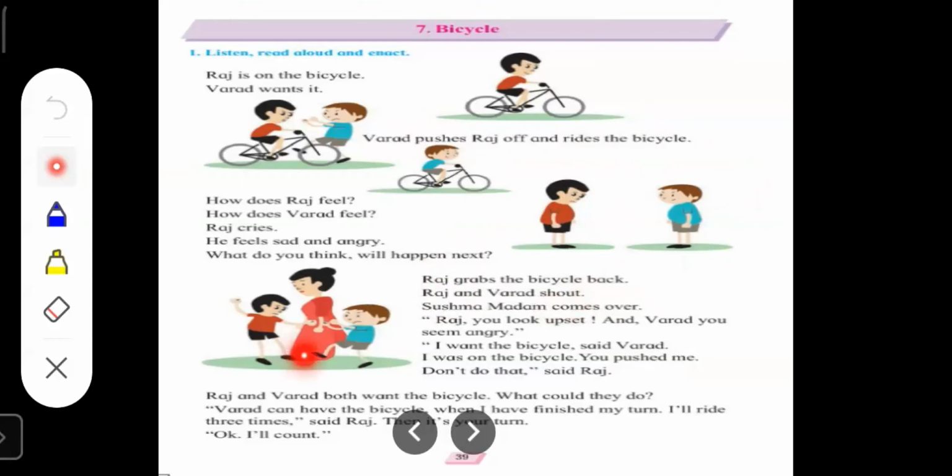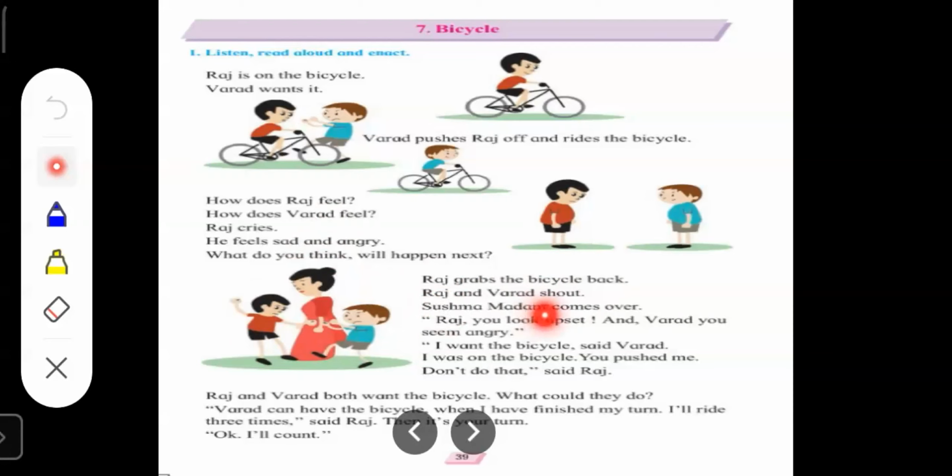You can see they both are fighting. Both are fighting, and while fighting, they are also shouting. So what happens next? Sushma madam comes over. You can see Sushma madam. Who is this lady, children? This is Sushma madam. Maybe she is one of the teachers in their school. So what happens when they are fighting? You can see their madam is passing by. And what does that madam tell?